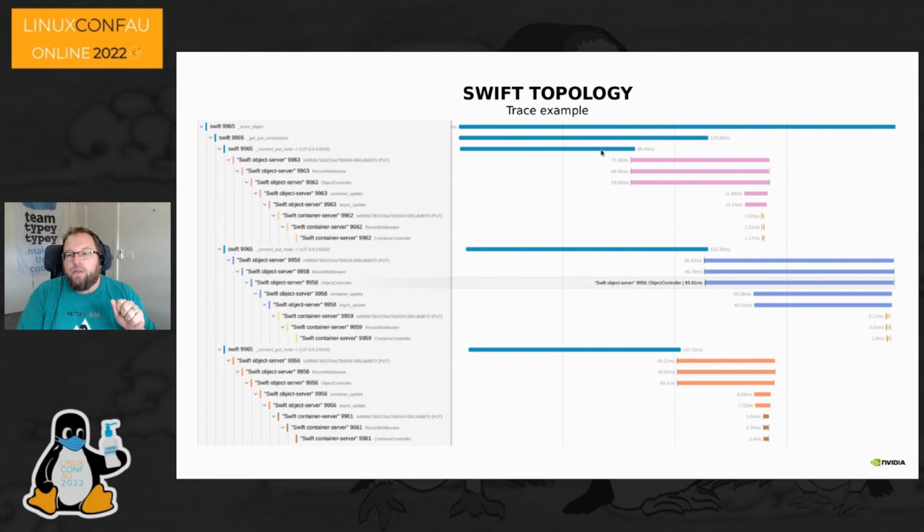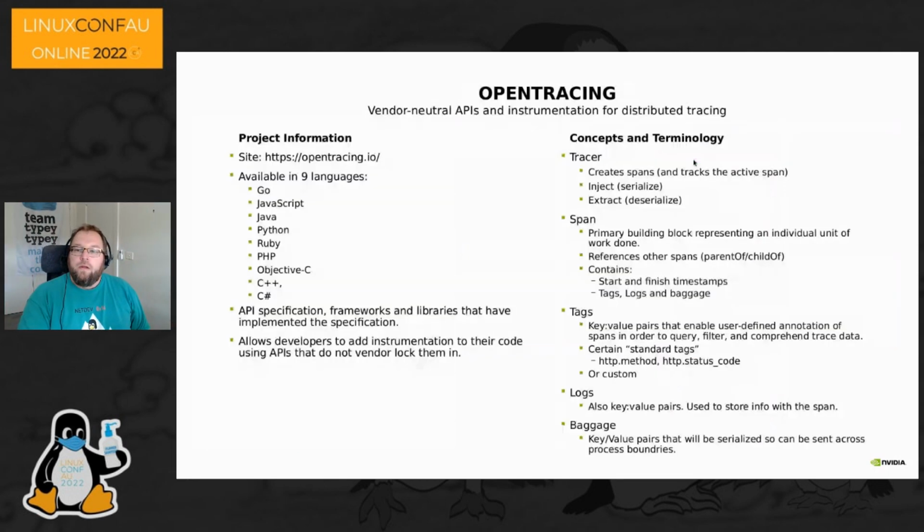And this whole inject-extract thing is when I get to the Swift proxy and I want to send a request to a different server or a different process boundary, then I'll be able to inject the context of the trace and then send it off. And then in this case, the object server can pick it up and continue the trace, and then we can knit these things all together at the end.